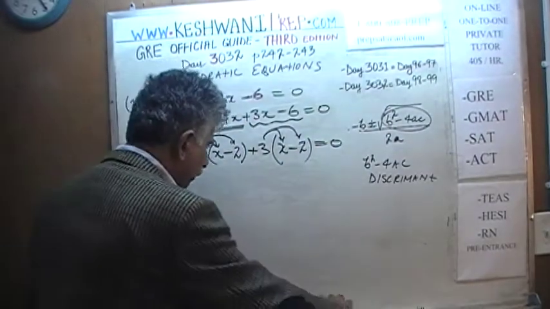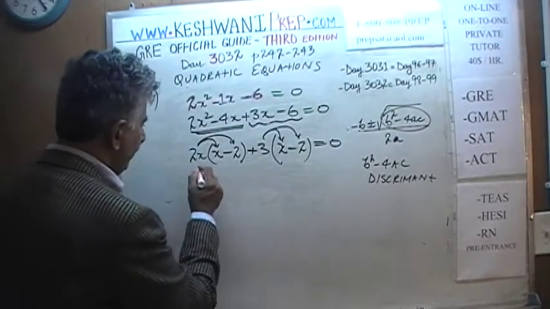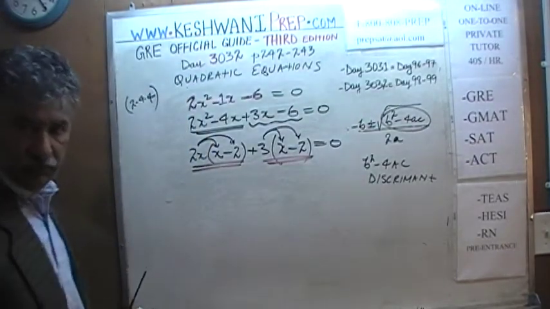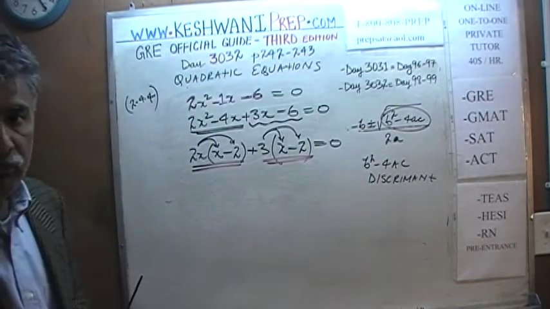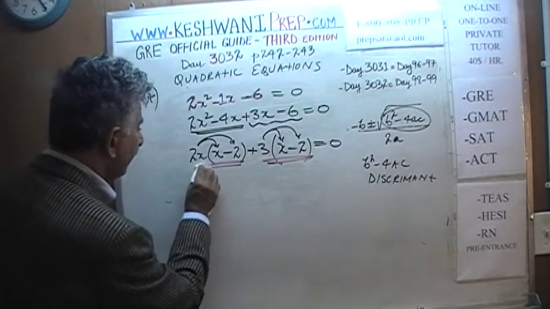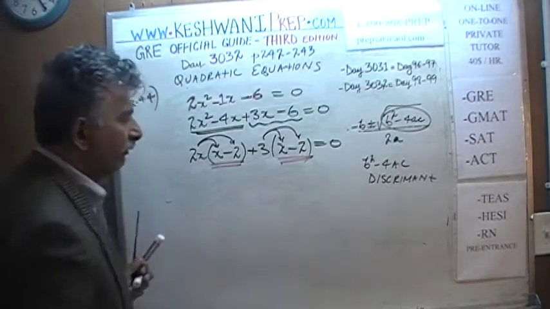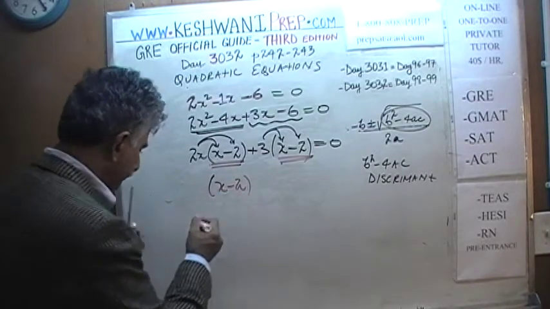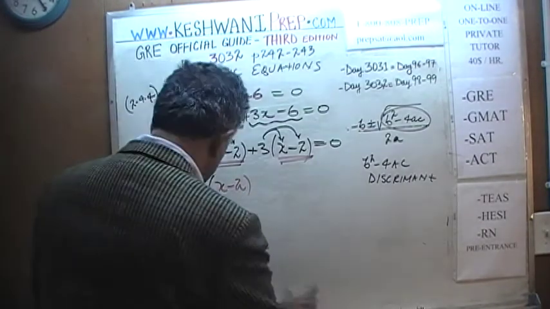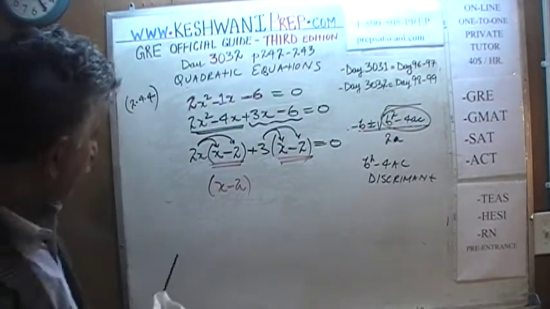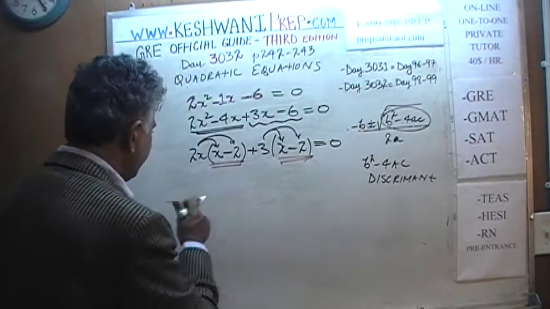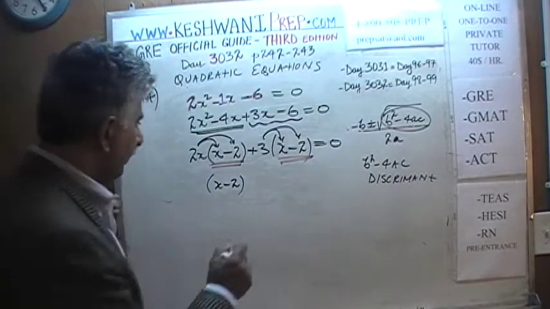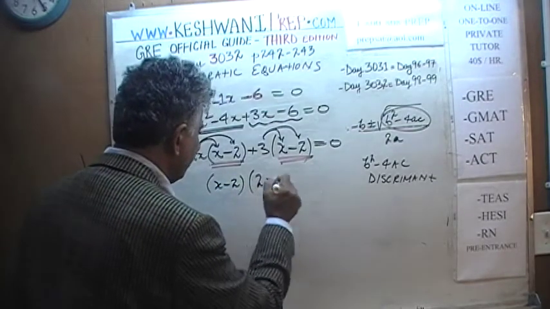Now we look at these two quantities separately. This first quantity right here, and this second quantity right here. Is there anything common in these two quantities? The answer is yes. The common factor is this part, x minus 2. We're going to take that out as the common factor. From this quantity we're left with 2x, and from this quantity we're left with 3.